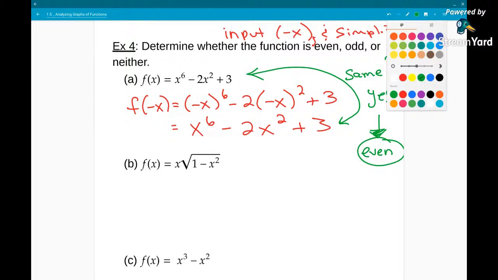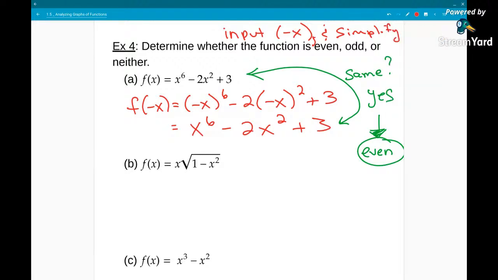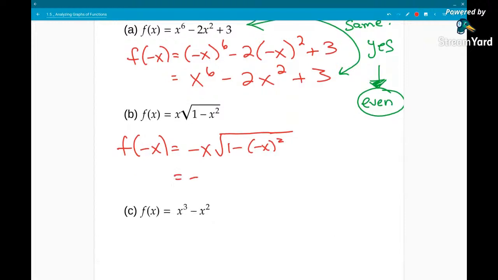Letter B, start by inputting negative x. So f of negative x is negative x times the square root of 1 minus negative x squared. All right, simplify what you can. Negative x outside, stuck. 1 minus x squared inside. Now, I'm going to help you factor out a negative 1. Like take a negative 1, put it out front.